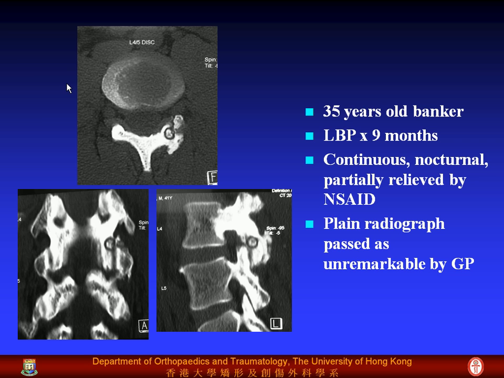CT scan done. I'm sure we can all see that lesion in the left posterior element, very nicely circumscribed, sclerotic margin, clean, the zone of transition is very clear, and with the sclerotic nidus in the center. So I think the diagnosis is very obvious. Even our medical students should be able to make this diagnosis.